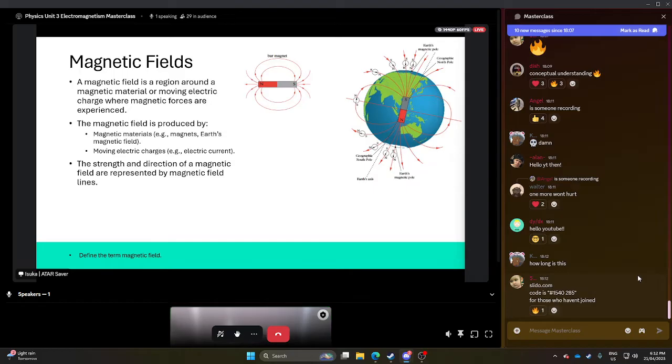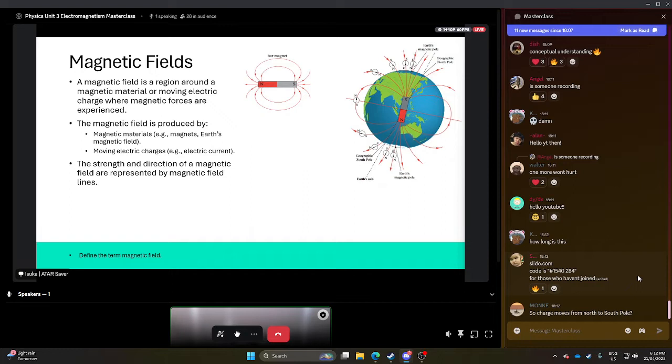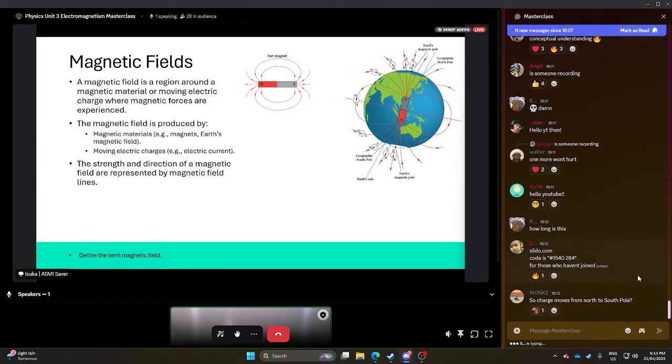So yeah, that's the larger kind of magnetic poles that we know of as well. As it says there, this is a very important concept. So what are magnetic fields produced by generally in the world? We've got two things: magnetic materials, so what I've just mentioned, the permanent magnets and the Earth's magnetism, and then moving electric charges. And this is basically the whole topic of today, right? Moving electric charges create a magnetic field.